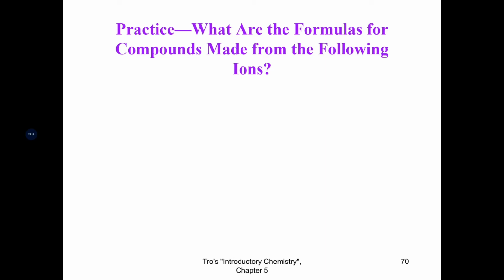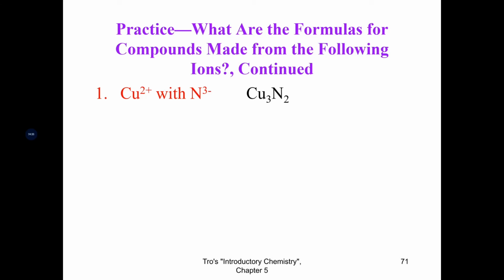Okay, so let's look at a practice. Usually in class you'll be doing this, but bear with us. Hopefully we'll get back to class within a couple of weeks, but for now let's continue with this. If I have copper 2 ion with a nitride ion, how would I write that formula? It's 2 plus on the copper, 3 minus on the nitride. You notice I'll take the 3 from the nitride and make it a subscript for copper, and I take the superscript from copper and make it the subscript for the nitrogen. So you end up with Cu3N2.